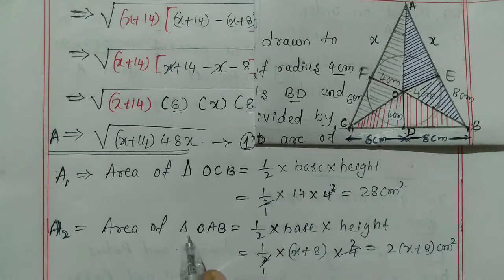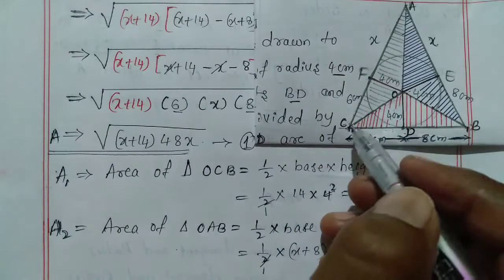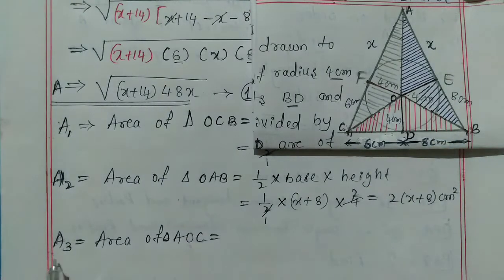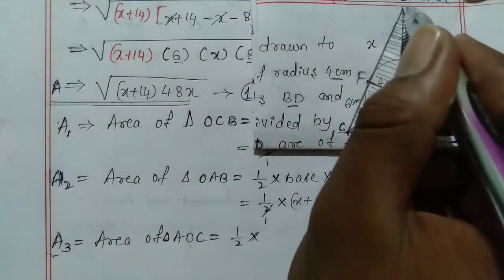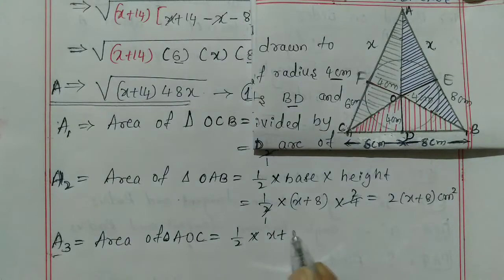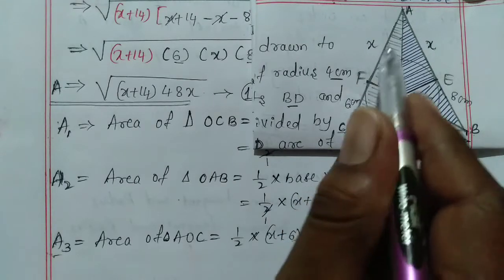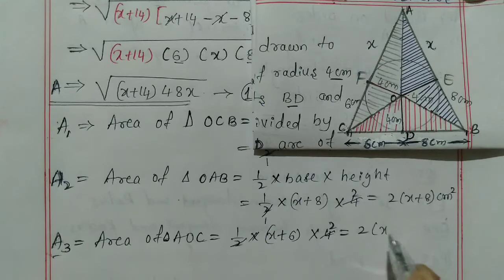This is the area of triangle AOB. Okay, so next I will find the area of triangle AOC. So area of triangle AOC I will call A3. So 1 by 2 into, here base is AC, so AC length is 6 plus x, or I will write x plus 6, into height. Height is OF, because OF is perpendicular to AC, so that's why I will take this one as height. So 2 cancels 2, I will cancel these two, so remaining is 2 into x plus 6 centimeter square.